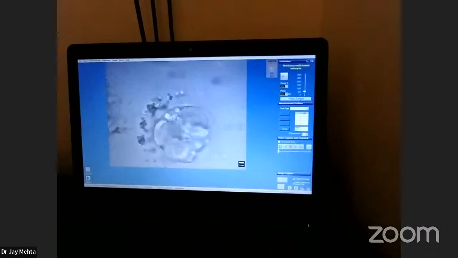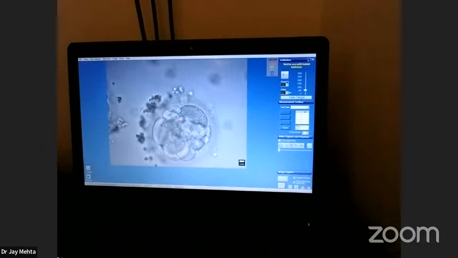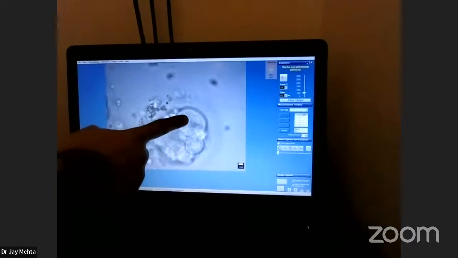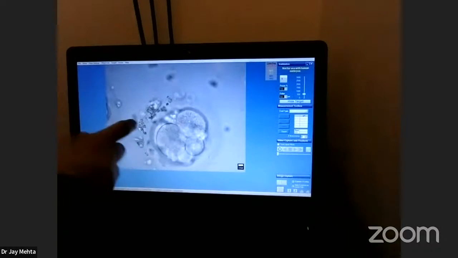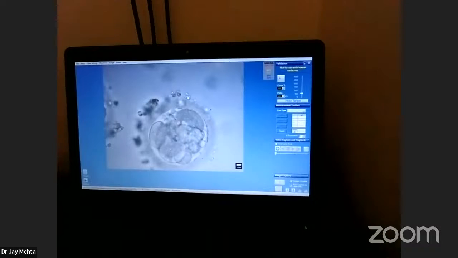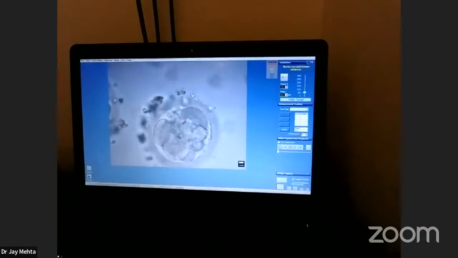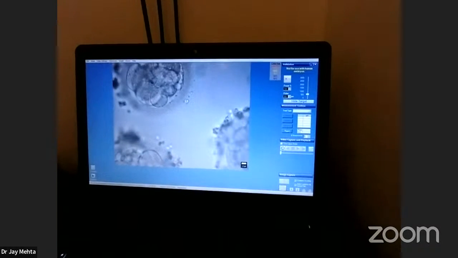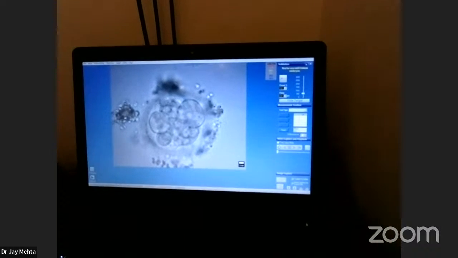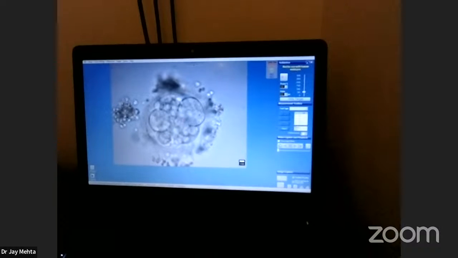But simultaneously, you have a poor embryo also. See, this is a very unequal embryo. Unequal blastomeres. This blastomere is bigger than this blastomere, which is bigger than this one. And simultaneously, if I change the plane, there is so much fragmentation. Fragmentation is more than 20%. This is a very poor quality embryo. This will not progress further. Same thing here. See, poor quality embryo, a lot of fragmentation, unequal blastomeres.